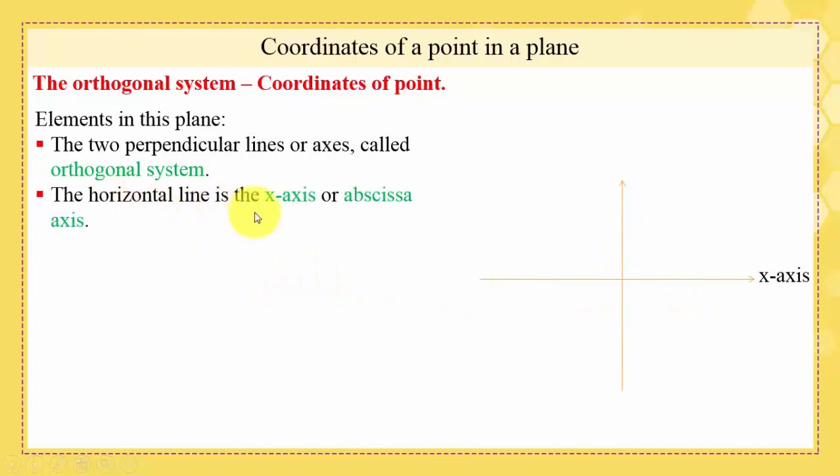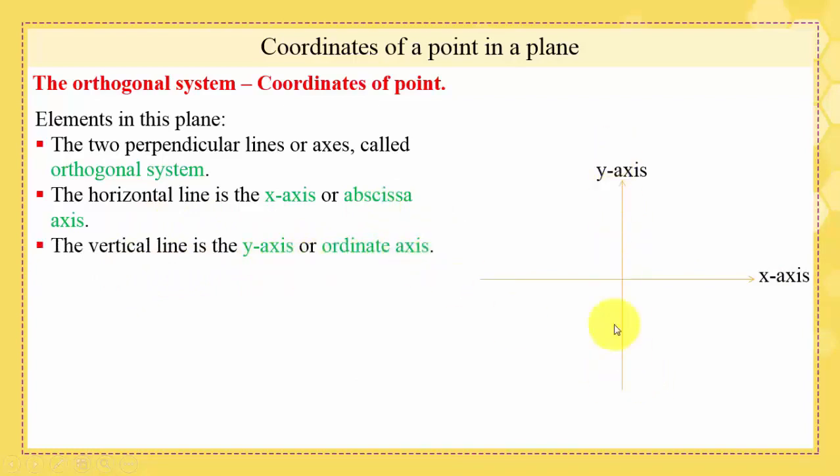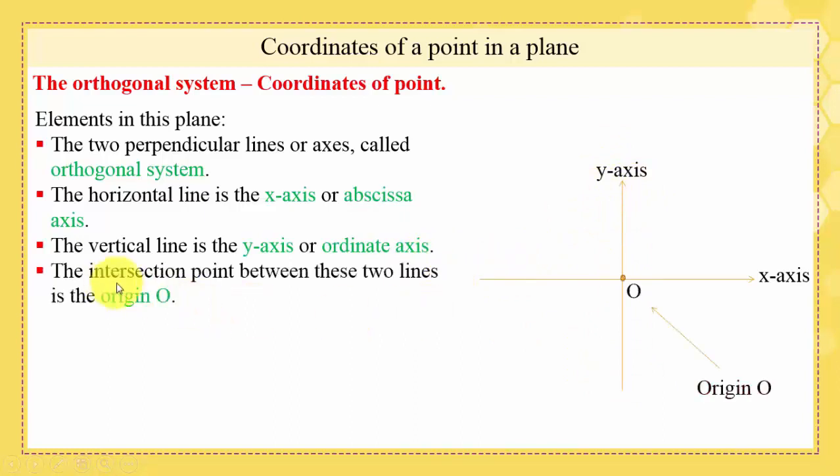The horizontal line is the x-axis, or we call it abscissa axis. The vertical line is the y-axis or ordinate axis. This axis is the y-axis or ordinate axis. The intersection point between these two lines is the origin, which is O. So O is the origin.